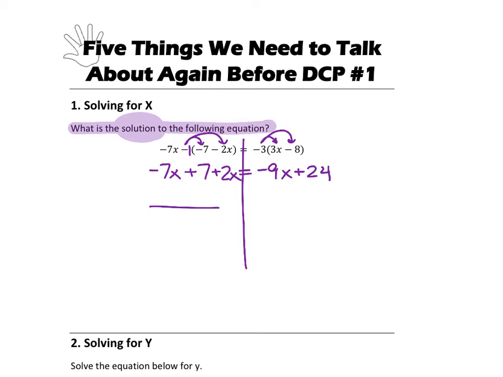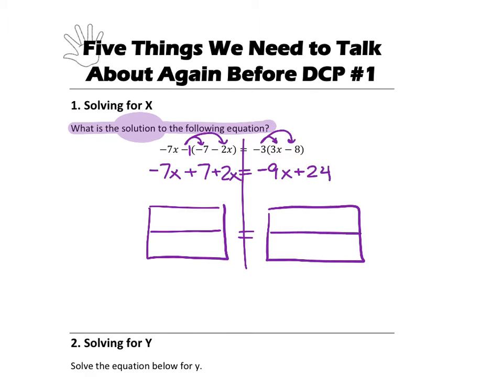After I've done my distribution step, you can continue using inverse operations or you can set up your boxes. When we're setting up our boxes for this single variable equation, I ask myself, how many terms have an x in them? There are 3 x terms, so I'm going to make 3 top boxes on the left-hand side, and there are 2 constant terms, so I'm going to put 2 boxes on the right-hand side.